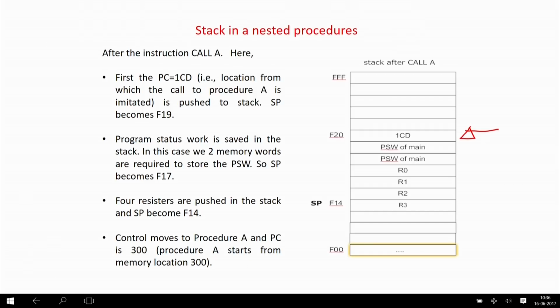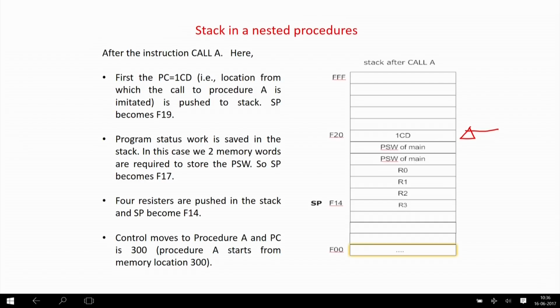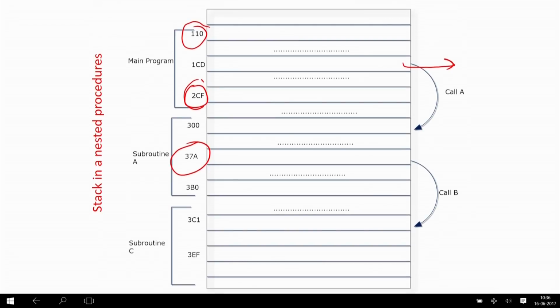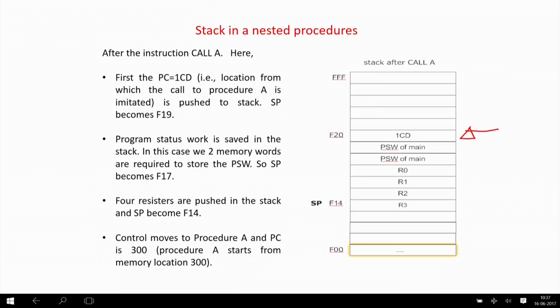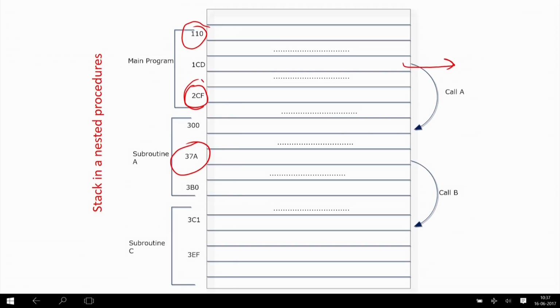Now the main program is calling procedure A. We are at 1CD. At this point the main program is calling subroutine A, which is located at location 300. Our stack pointer was here, and PC is equal to 1CD, the location from which the call to procedure A has occurred. So what do you have to do? First you have to store the value of 1CD in the stack, because I will be returning back to this point.